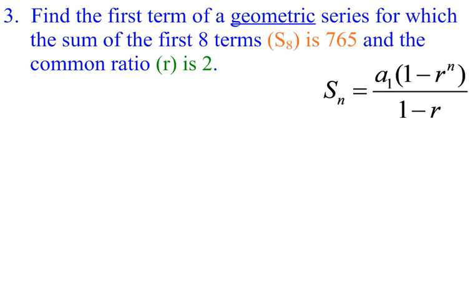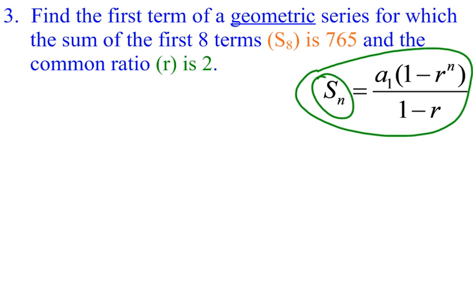Number 3, it says find the first term of a geometric series. This is our first one, geometric. You'll see we have the formula right here, for which the sum of the first 8 terms is 765. And the common ratio r is 2. So let's plug in what we know. We know that S8, right, is 765. So I'm going to put that in here. Equals A1. Do we know A1?